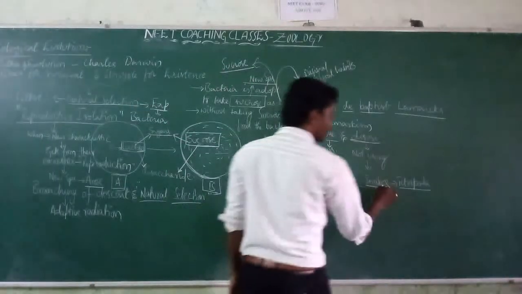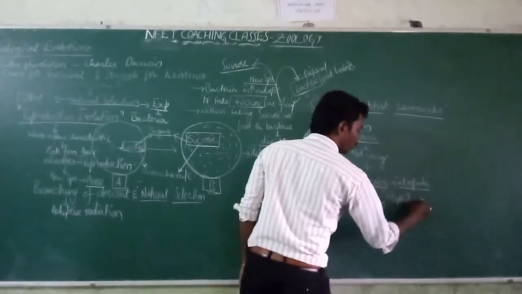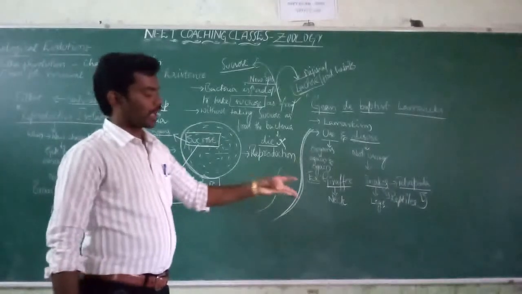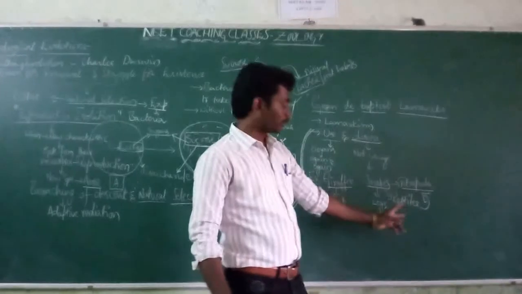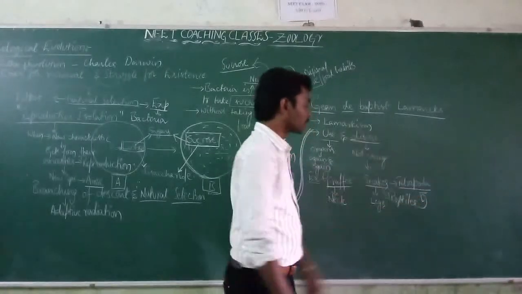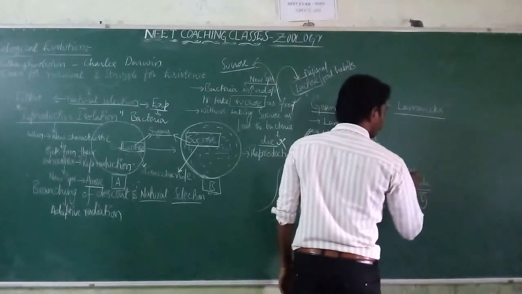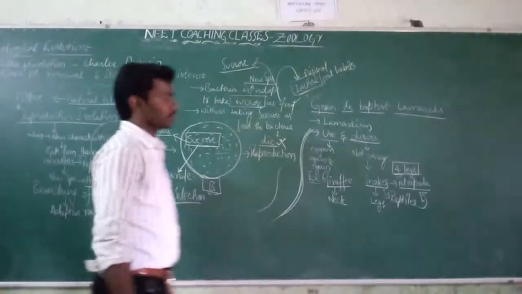Next word, sorry, snake. Snake belongs to reptiles. Reptiles are one of the classes in tetrapods. Amphibians, reptiles, aves, mammals, all are tetrapods. The reptiles come under tetrapods. Means what? They have 4 limbs.